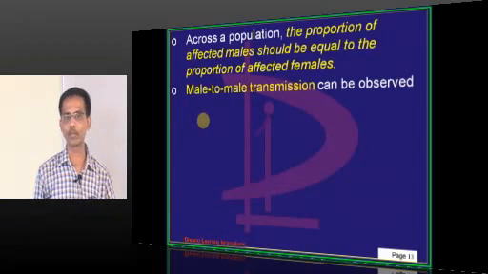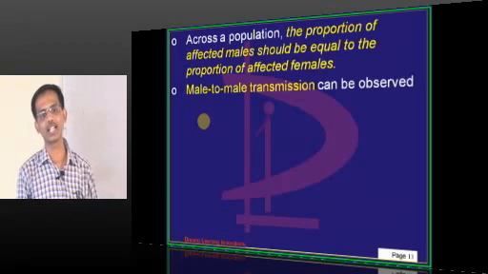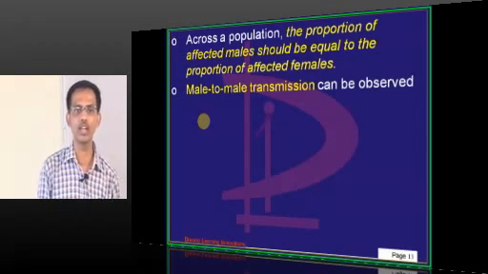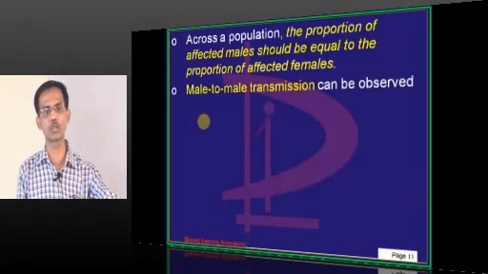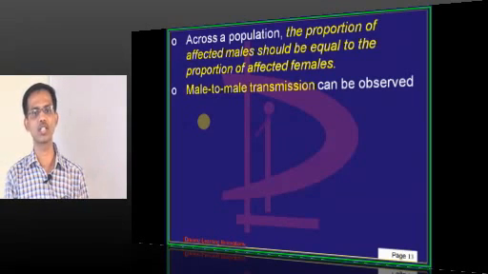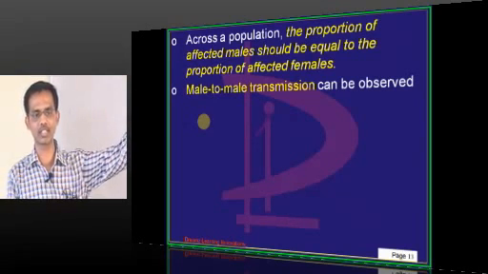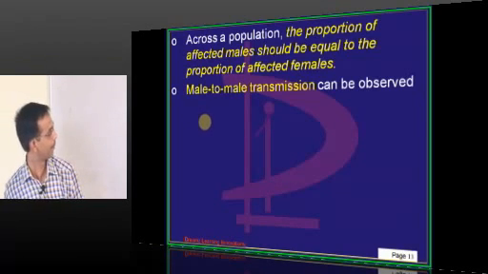Across the population, as I said before, both males and females are affected, and male to male transmission is also known in autosomal dominant. A father can transmit the disease to his son, but generally in X-linked recessive disorders, it's the maternal grandfather who transmits. The father doesn't transmit the disease. Okay.